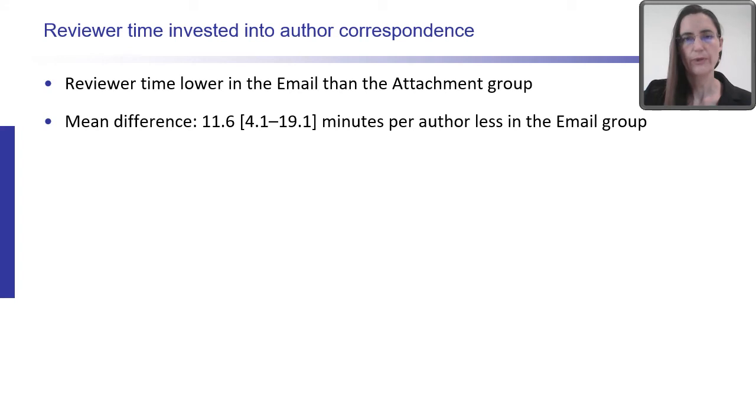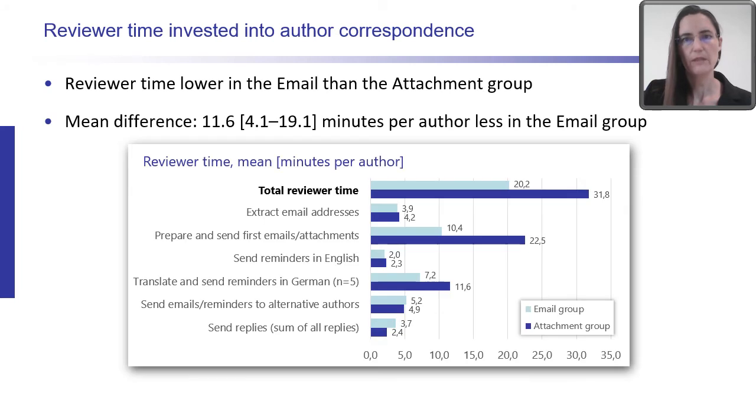Finally, we found that the reviewer time invested into author correspondence was lower by almost 12 minutes per author in the email than in the attachment group. When breaking this down by the individual steps involved, we found that the difference was almost exclusively due to the time needed in preparing attachments. In a few instances, we also translated our emails and attachments for authors from Germany who may have wondered why they are contacted in English by a fellow German person. This also added a little to the difference.